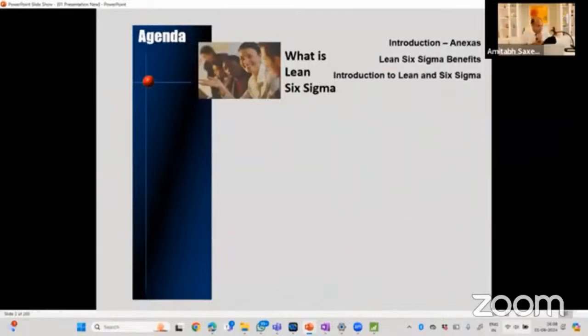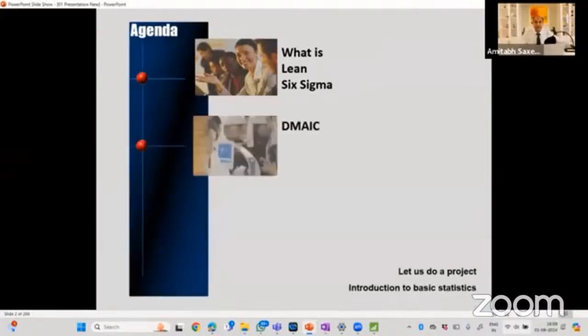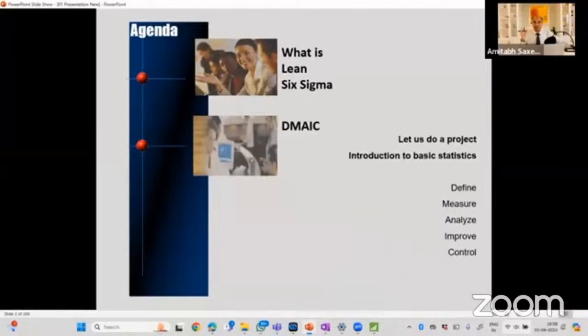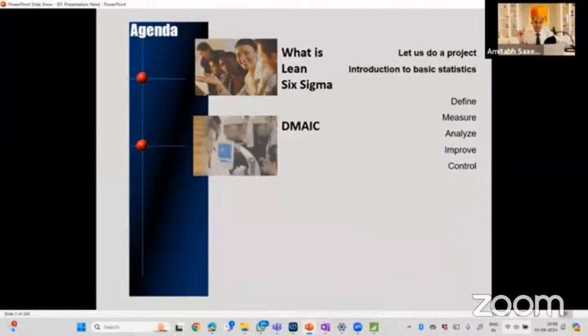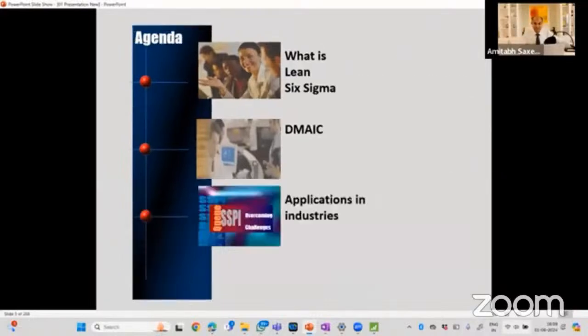As you were doing the polls, we saw that people from different backgrounds are coming in, so I have changed the agenda a little bit. I will introduce you to what is Six Sigma. Before that, of course, I'll introduce you to the organization and myself. Then we'll look at Lean and Six Sigma benefits, and after that, we'll take you through DMAIC. If you claim that you are a Lean and Six Sigma yellow belt, at least you should know about the Six Sigma DMAIC methodology. So we'll see what that is. Then we'll also see some of the applications in the industry.